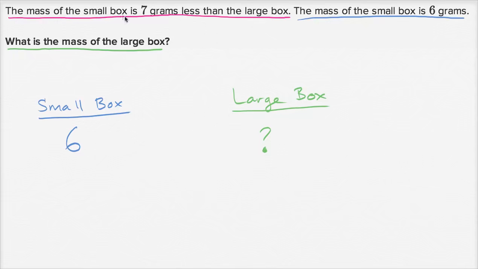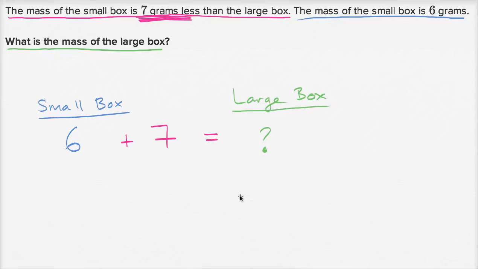They tell us that the mass of the small box is 7 grams less than the large box. So the small box is 7 grams less than the large box. And that's another way of saying that the large box is 7 grams more than the small box. So another way to say 7 grams more, the small box is 6 grams, plus 7 grams, that's 7 grams more, that's going to equal the mass of the large box.